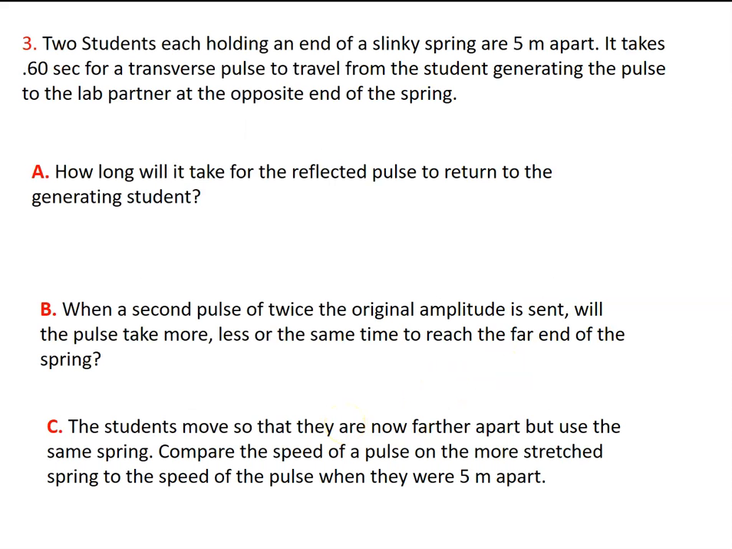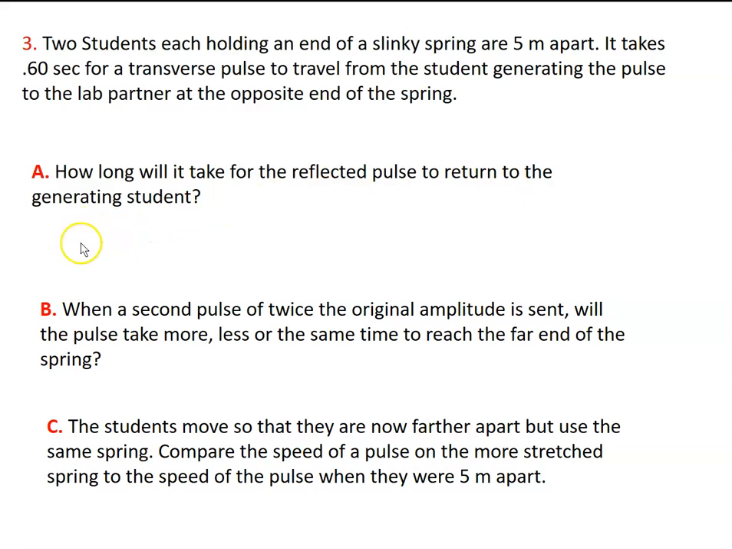Two students, each holding the end of a slinky, are 5 meters apart. It takes 0.6 seconds for a transverse pulse to travel from the student generating the pulse to the lab partner at the opposite end of the spring. So you got that? We have two students, they're 5 meters apart, and one student sends a wave to another student. And it takes this long for the wave to reach the other person. How long will it take the reflected pulse to return to the generating student?